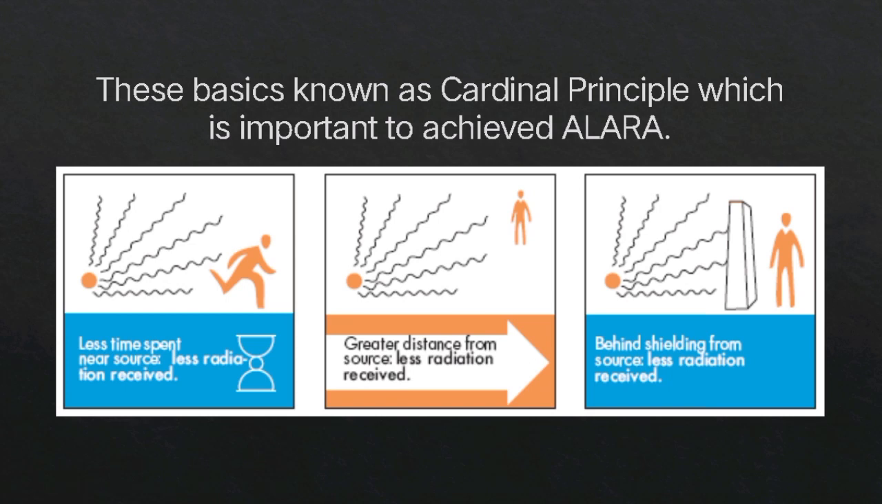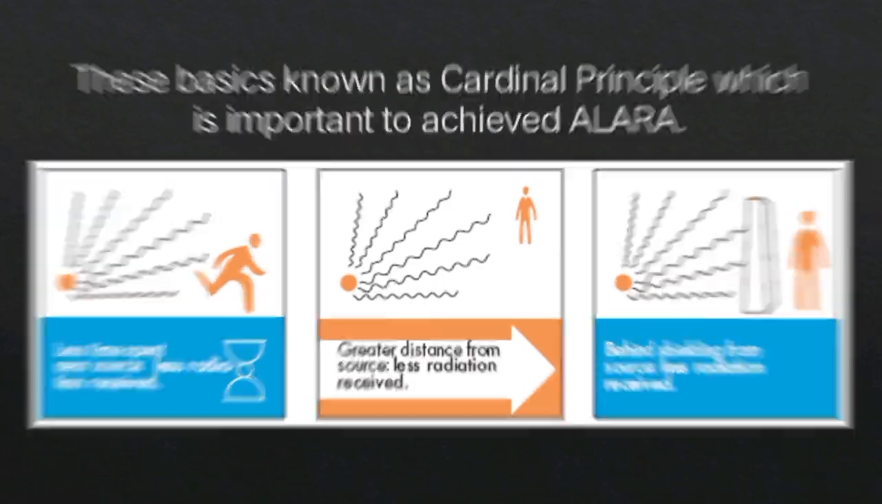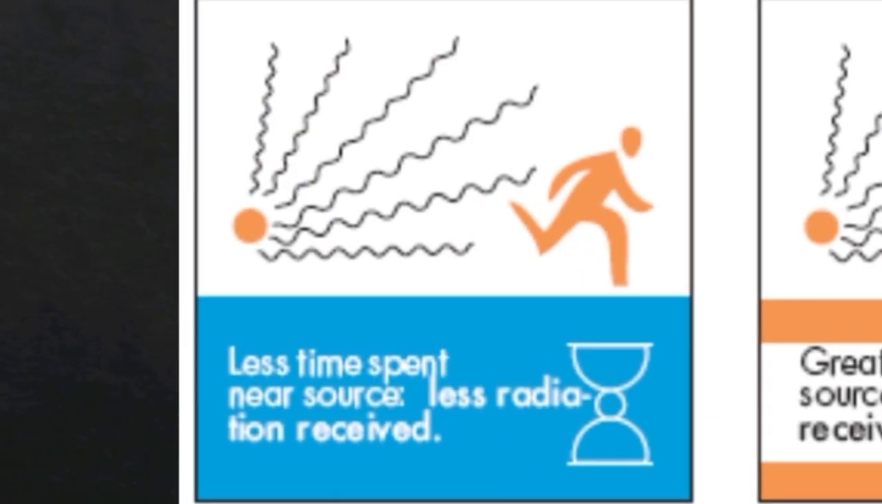So we have 3 important aspects as part of our protection. First is time. The radiation dose to an individual is directly related to the duration of radiation exposure. If the time during which one is exposed to radiation is doubled, the exposure also will be doubled.